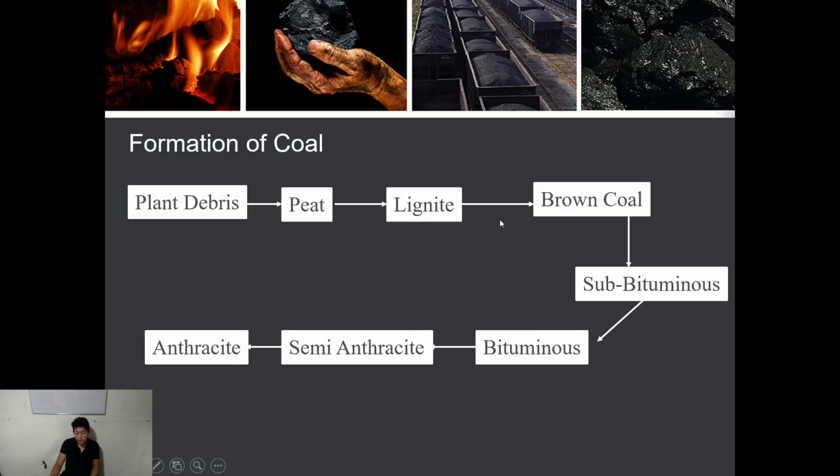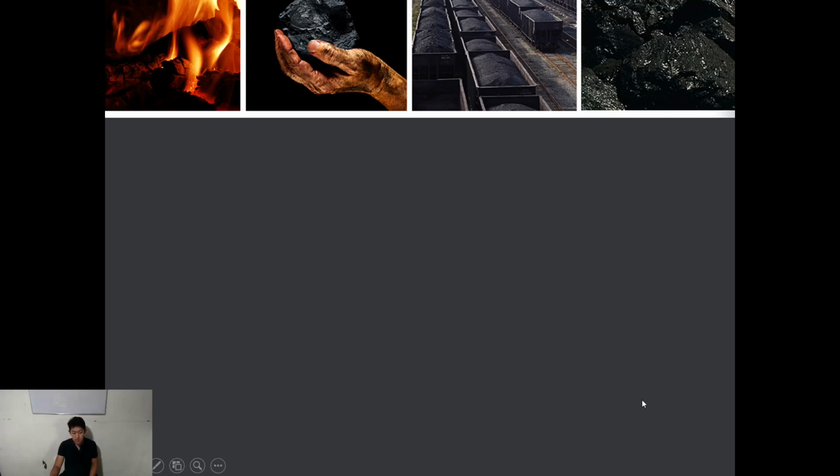Okay? And also, somewhere here, these are not yet mature. So they have a high moisture content, the lignite and peat. Okay? But as they mature, their moisture content becomes lower.